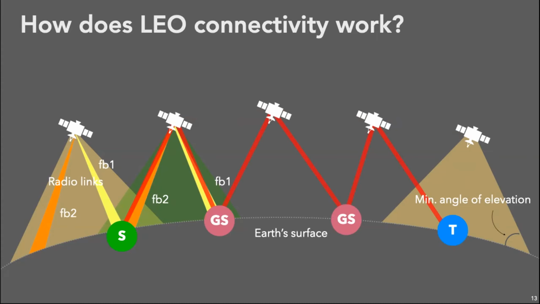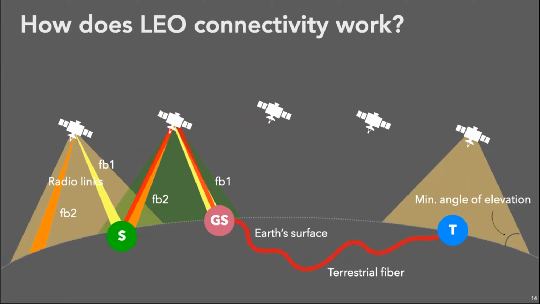Another iteration would involve just getting the data from a source sender to a ground station, and then networking the ground station to the internet through terrestrial fiber, and using that terrestrial fiber connectivity to reach the destination. So these are several ways in which LEO connectivity can be implemented.